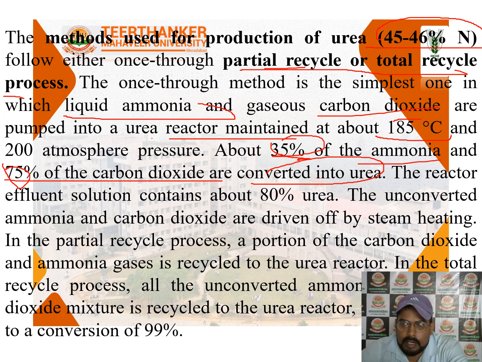At 85 degrees centigrade and 200 atmospheric pressure, you get the urea. The reactor effluent solution contains 80% urea and the unconverted ammonia and carbon dioxide. In the partial recycling process, driven off by steam heating, a portion of the carbon dioxide and ammonia is recycled and converted, with the urea reaching a conversion of 99%.